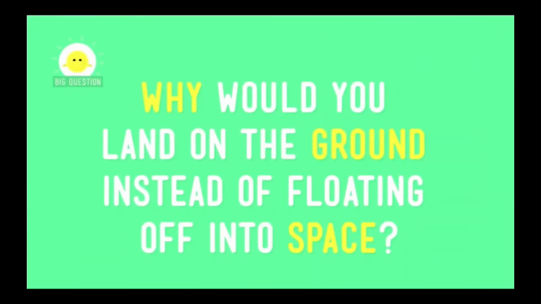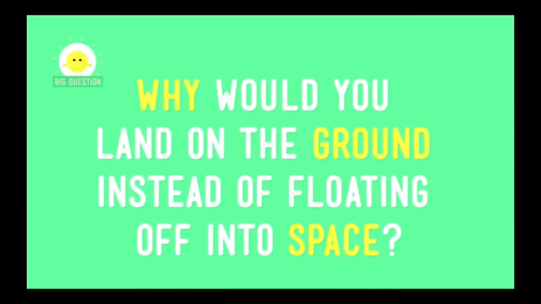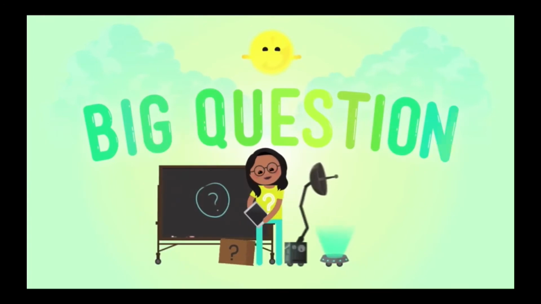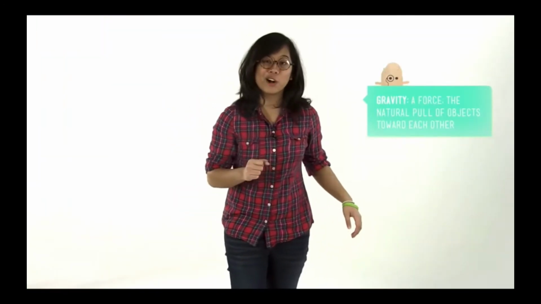If I told you that you just won the lottery, what would you do? If you're like me, you'd jump up and down and scream. And after you were done freaking out and jumping in the air, you'd land on your feet, right? But why would you land back on the ground instead of just floating off into space? It's because of a little something we call gravity.